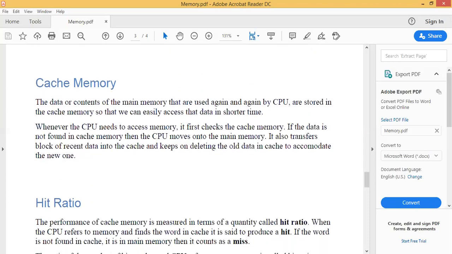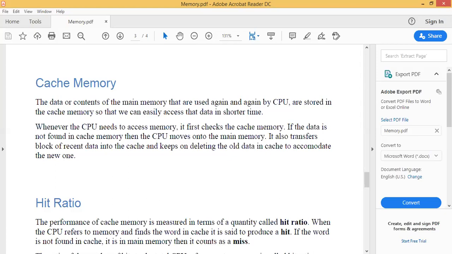Next, cache memory. The data or content of the main memory that is used again and again by the CPU is stored in the cache memory so that we can easily access that data in a shorter time. Whenever the CPU needs to access memory, it first checks the cache memory. If the data is not found in cache memory, then the CPU moves to the main memory. It also transfers a block of recent data into the cache and keeps on deleting the old data in cache to accommodate the new one.